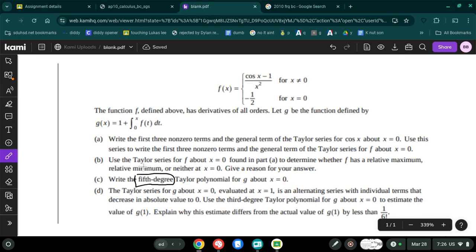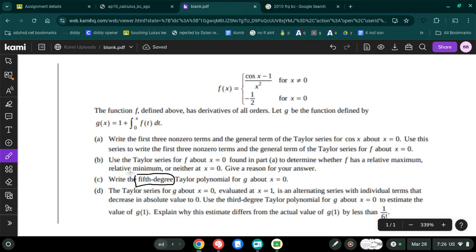Found in part A, determine whether... so that means it is an AB question, determining concavity. So all we have to do is find f double prime of 0 and find out if it's positive or negative. If it's positive, it'll be concave up, so it'll have a relative min. If it's negative, it'll be concave down, so it'll have a relative max.